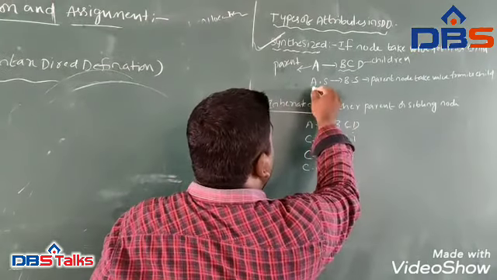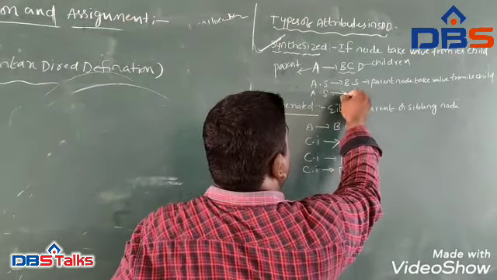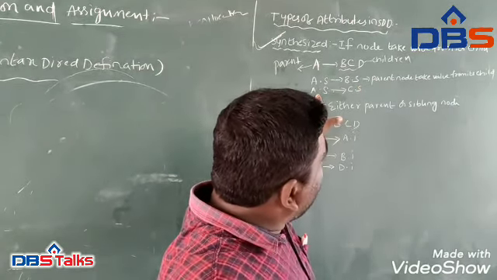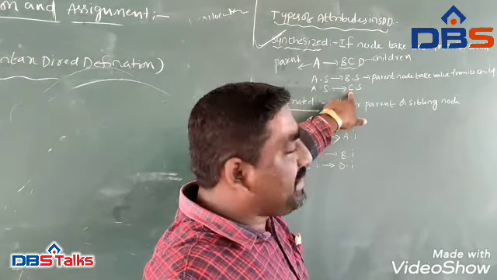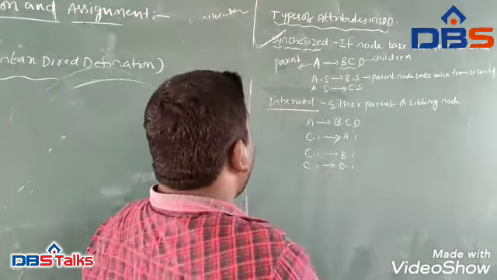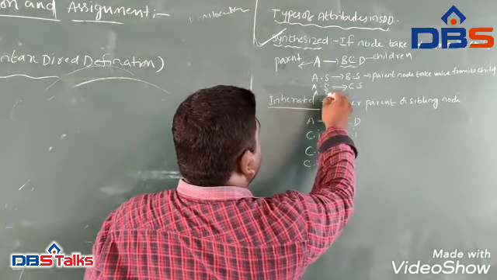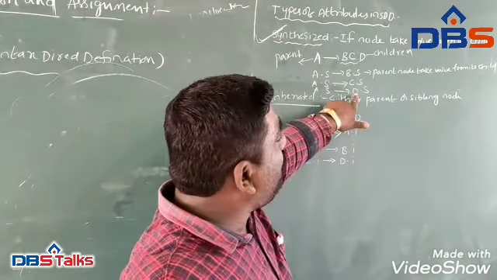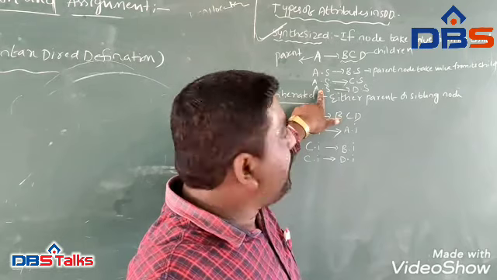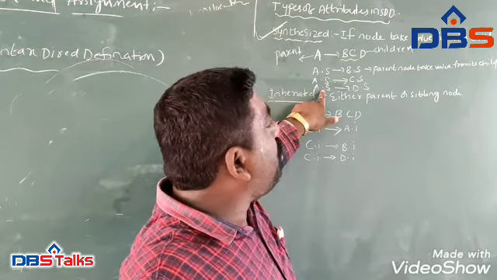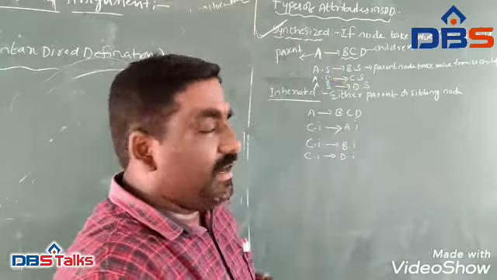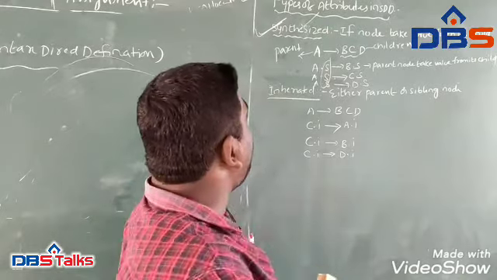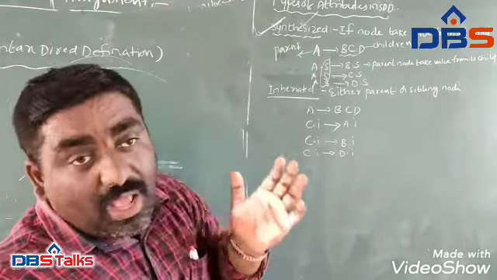As well as we can write A dot S produces C dot S. Why? Because here A is a parent that will take the value from its children, so C is a child. Next one is A dot S produces D dot S. Here D is a child, A is a parent. So A is a node that takes value from its children. So here S represents synthesized attribute. So it is the example for synthesized attribute.